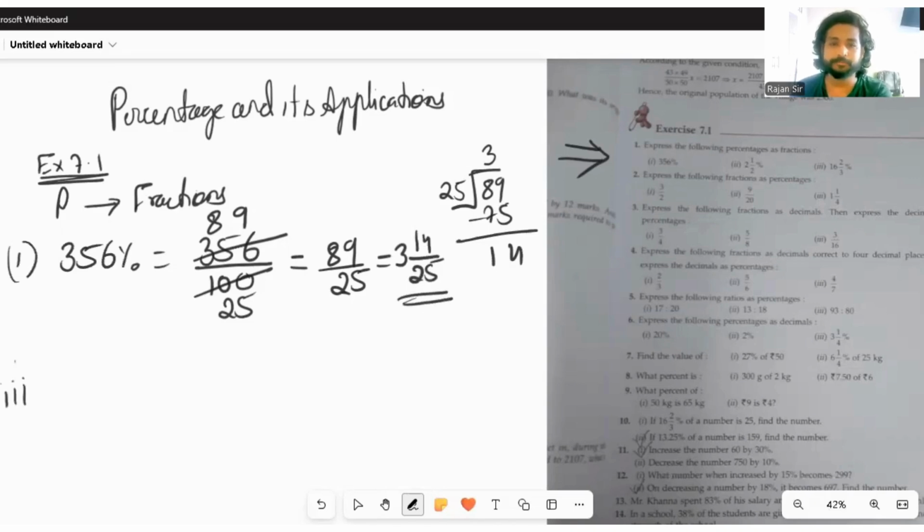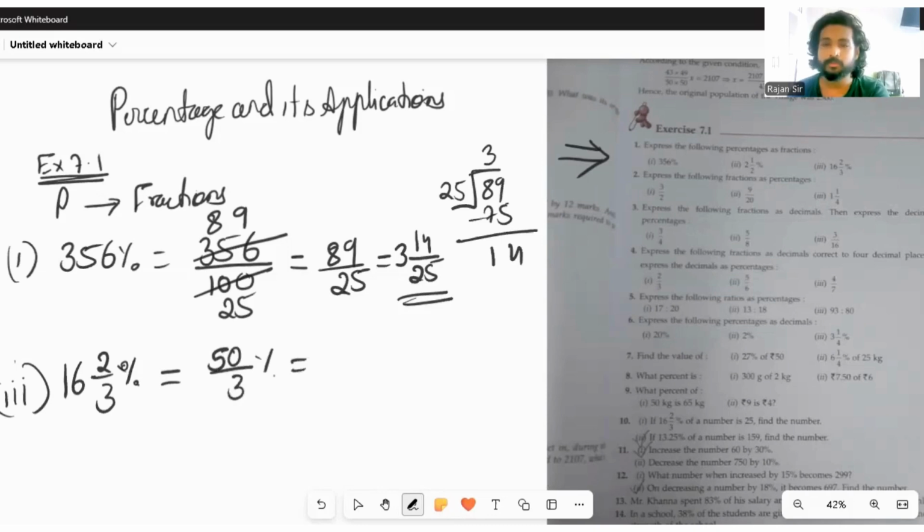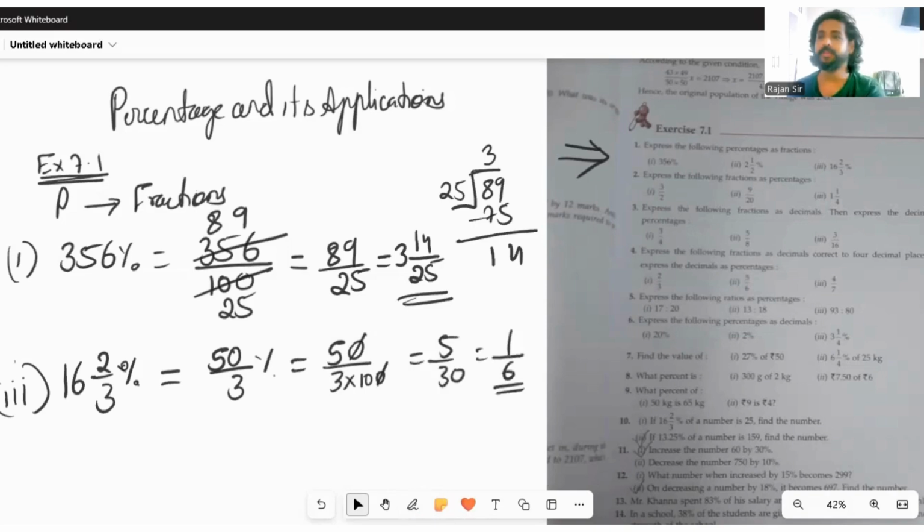Let's go for the third one, which is a mixed fraction, by the way. We have 16 2 by 3%. So first convert this into an improper fraction. So we have 48 plus 2, 50 upon 3%. So that can be written as 50 by 3 into 100. So now we can write, we have 5 by 30, which is 1 by 6. That's your answer. I hope you got it. Let's go to the next one.